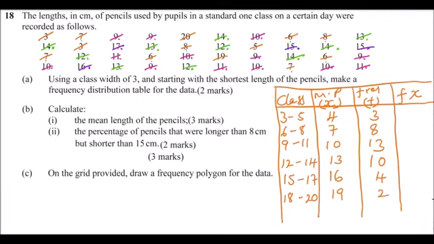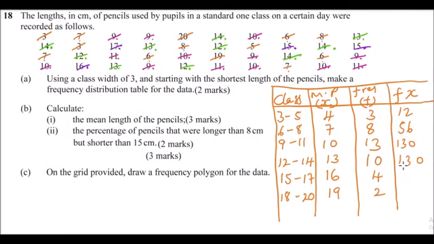Then we multiply the frequency times the midpoint. Here we get 4 times 3 is 12, 7 times 8 is 56. Then we have 10 times 13, which gives us 130. Then we have 16 multiplied by 4, you get 64. And finally we have 19 times 2, that will give us 38.